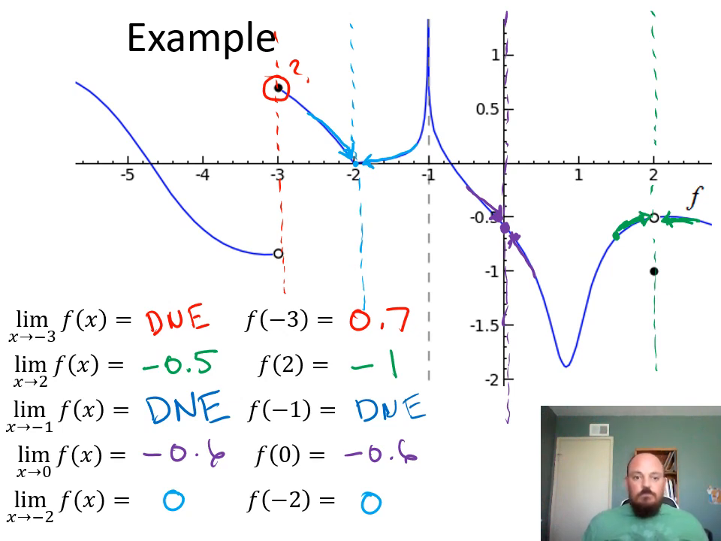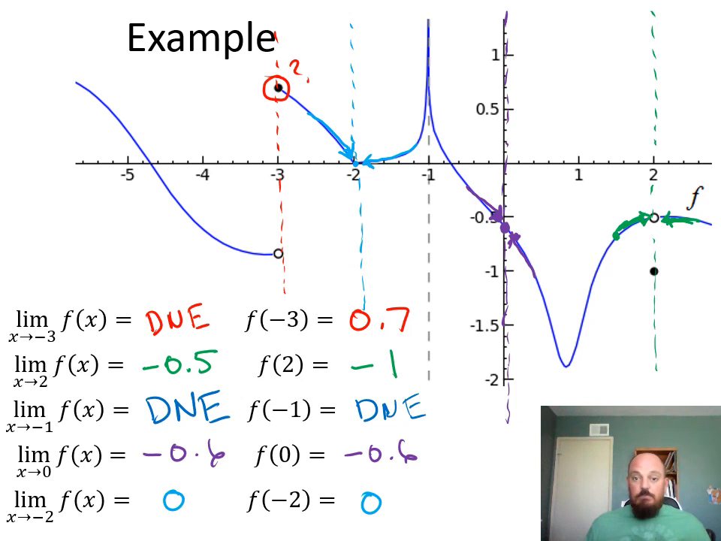Dark blue, we had a vertical asymptote. Vertical asymptote is going to be DNE for both unless there's a point floating on the line like there was for the green one. In purple, we had a continuous function. Continuous functions are the easiest one. Both answers are the same. It's basically asking you what point is it when it crosses the line.